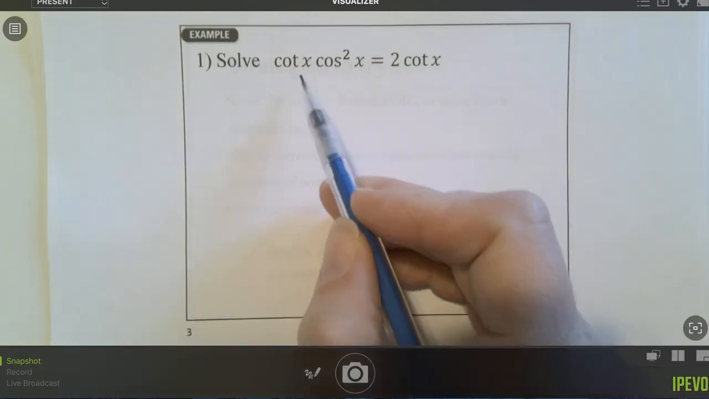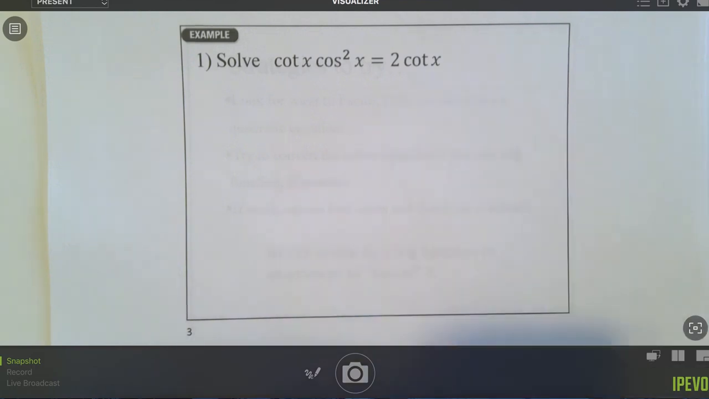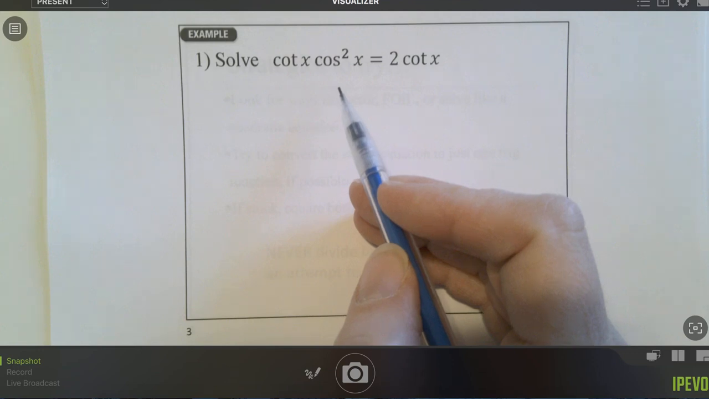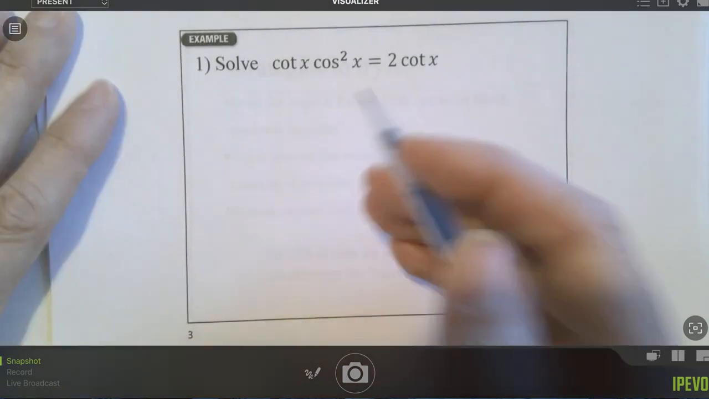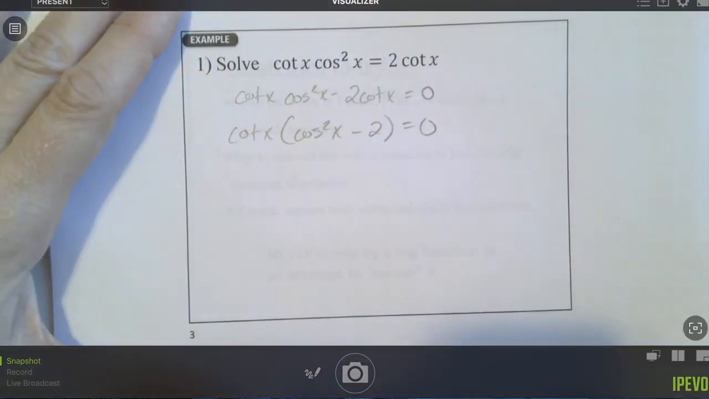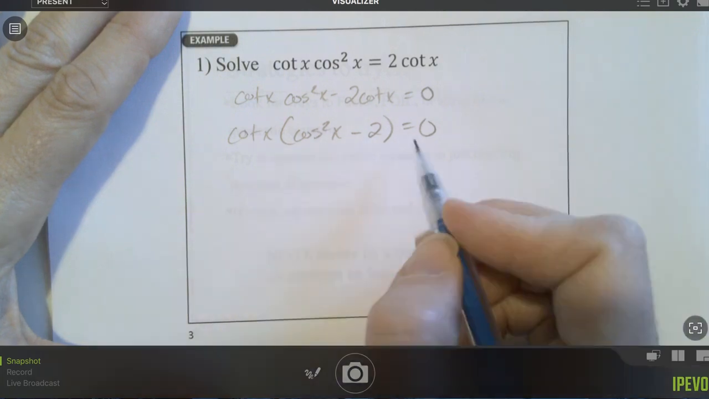I have a cotangent on both sides of the equation here, and a lot of times students are tempted to divide both sides by a cotangent, but you never want to divide both sides by something that could be equal to 0. So instead what I'm going to do is set this equation equal to 0 and then take out the greatest common factor. So there I set it equal to 0, and I factored out the greatest common factor, and now I'm going to set each term equal to 0.